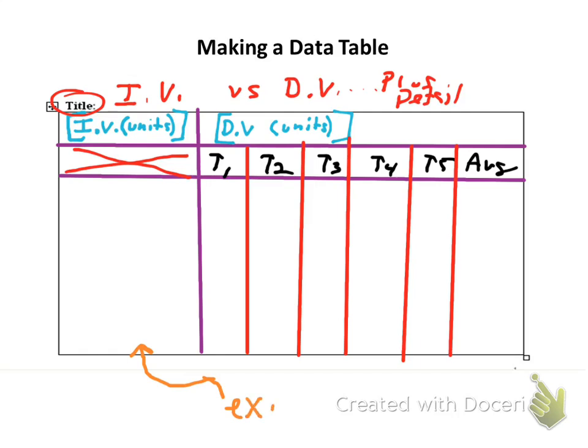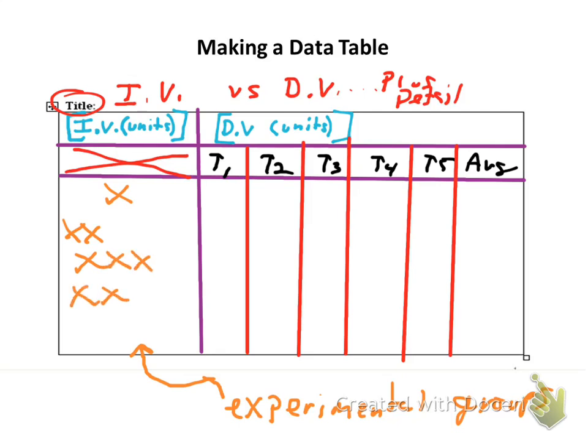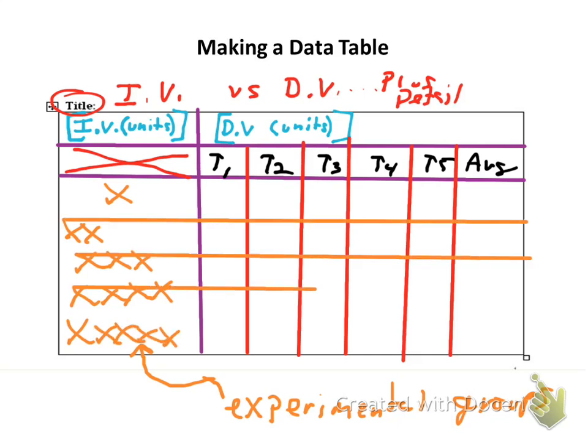And then finally, what you're going to put in that empty box on the left there is what's called experimental groups. And experimental groups are the number of times you change the independent variable. So I'm just using X's there to represent the number of times you change the independent variable. This would have 5 experimental groups in this example, and then draw your lines through there.